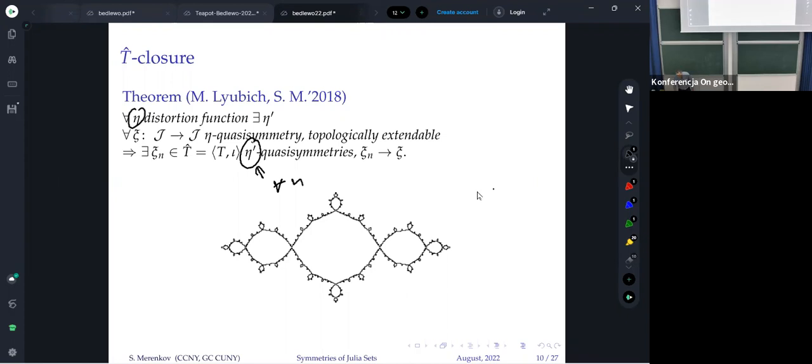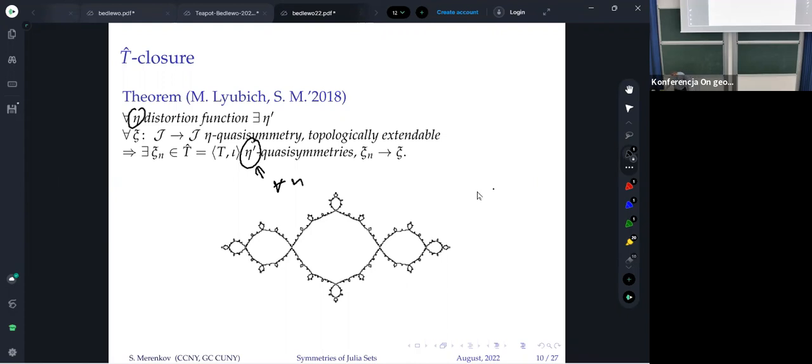So that's the result. And as Artyom mentioned, the closure would give you an uncountable group. So this is a very flexible object quasisymmetrically. You have many quasisymmetries acting on it.